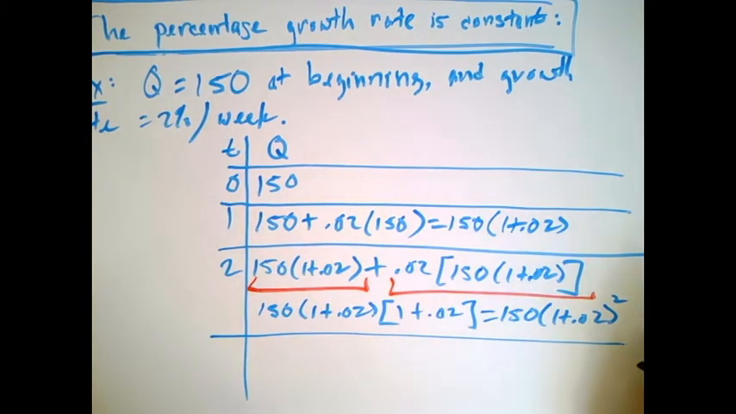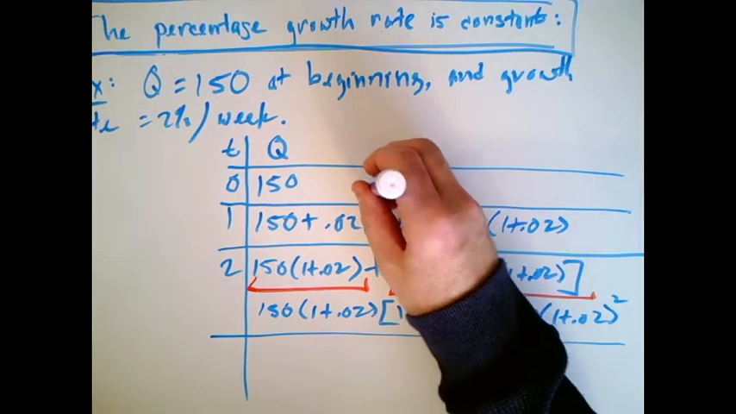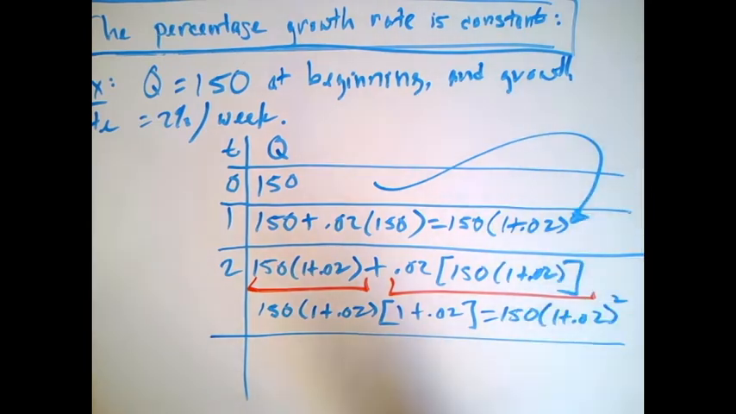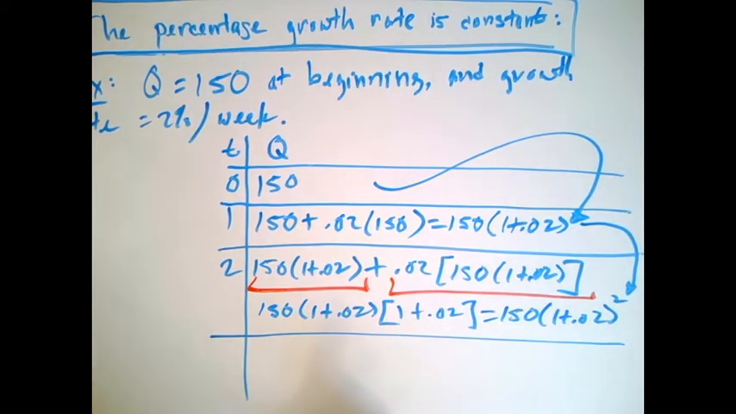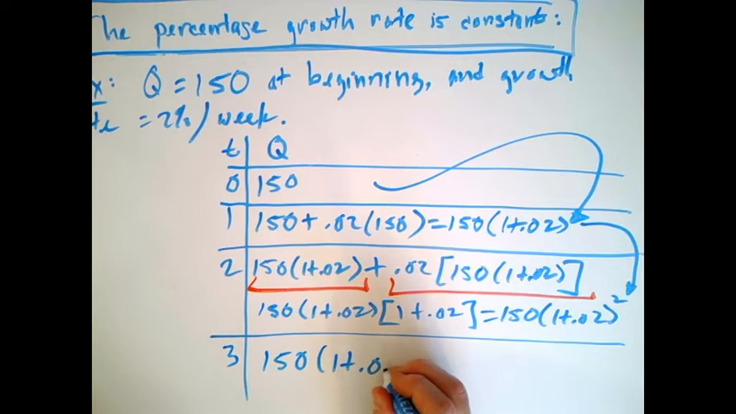Now, remember what we said. We said to go from the first row to the second row, we multiplied by 1 plus 0.02. We now see, by the way, that to go from the first row to the second row, we multiply by 1 plus 0.02. And what changed, by the way? Just the exponent. We could do the exact same thing and put a 3 here, and what we would get by just pulling out the same terms is 150 times 1 plus 0.02 cubed, like this.